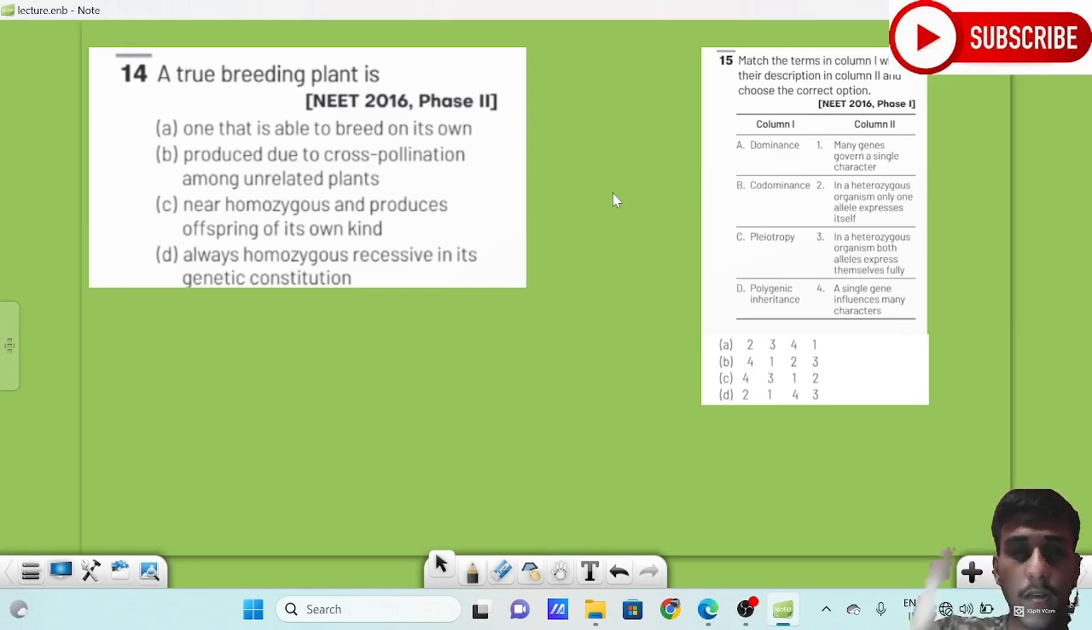This is what is known as true breeding. Example, Mendel took Pisum sativum as an experimental organism. It is a garden pea or a pea plant. Usually, peas are self-fertilized. Usually in nature it occurs by the process of self-fertilization.